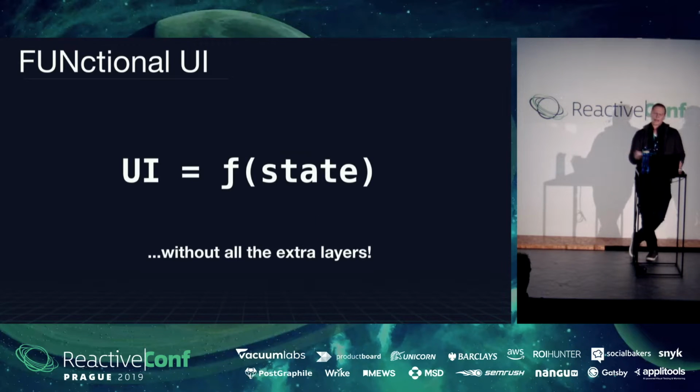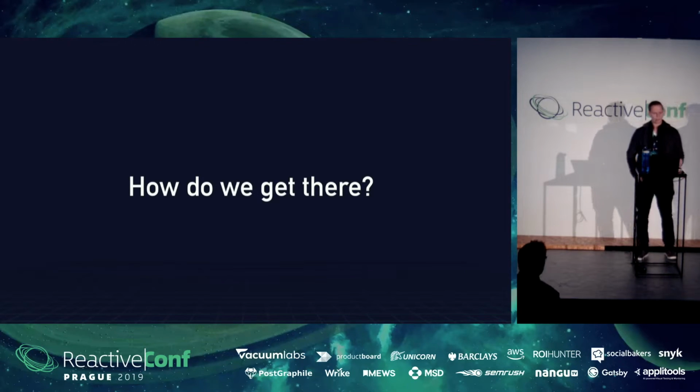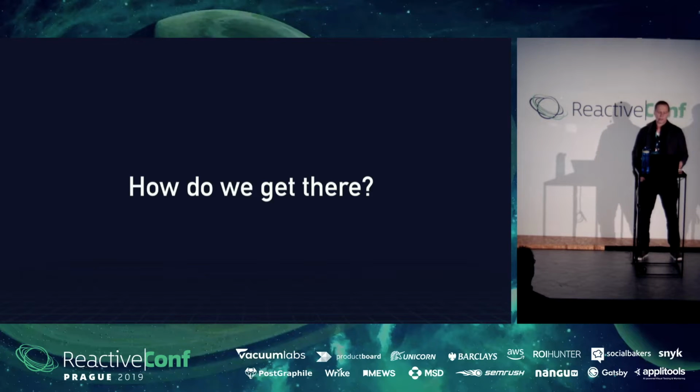So I really like the React paradigm of UI as a pure function of state, and also the Redux paradigm of your state as a function of previous state and an action. But I wasn't really sure how to get there. And I didn't really have an answer.